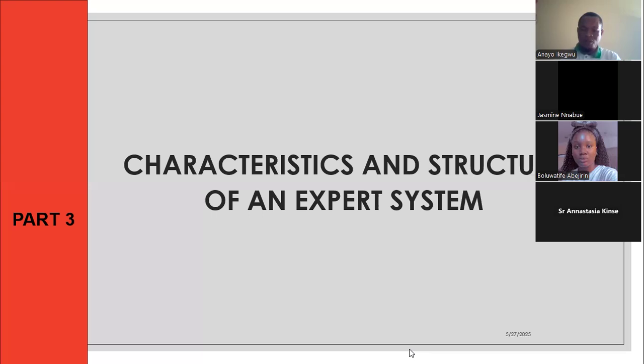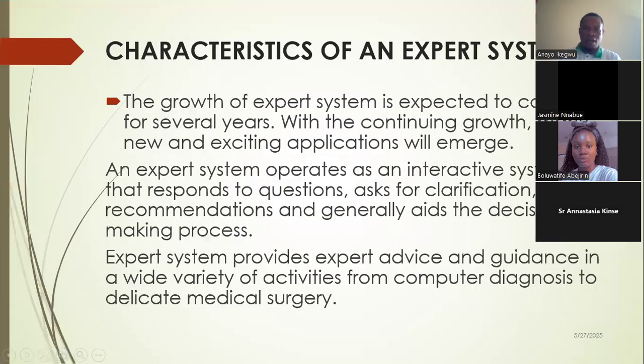So going forward, we look at the characteristics of an expert system. Characteristics of an expert system.